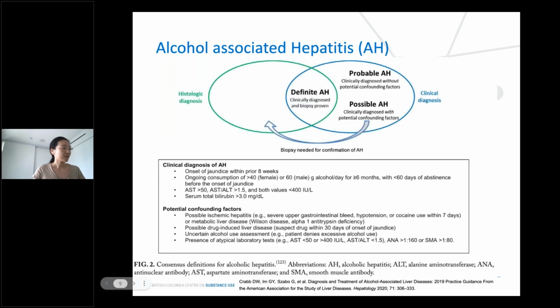The second entity that I just want to talk about as well is alcohol-associated hepatitis. This is a clinical entity and is characterized by rapid onset of jaundice, by a typical consumption pattern of alcohol without significant period of abstinence, a very typical lab pattern, and elevated bilirubin suggesting synthetic dysfunction. But at the same time, it's important to assess and adequately address any possible confounding factors that may be at play as well.